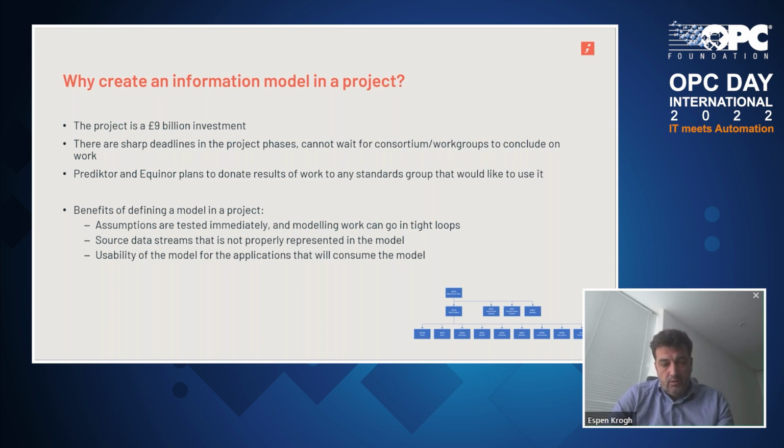There are some benefits, though, of defining and crafting an information model in a project. The assumptions you make when you create the types are tested immediately, and you go into quite tight loops of iterations in developing the model. You can check source data streams that are not properly represented in the model, or you can check the usability of the model for applications that will consume the model.